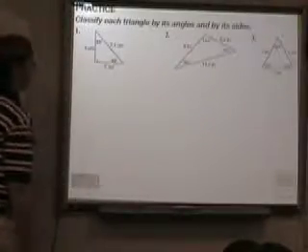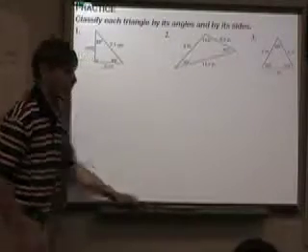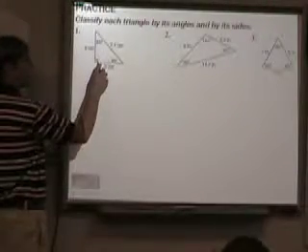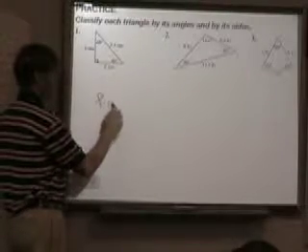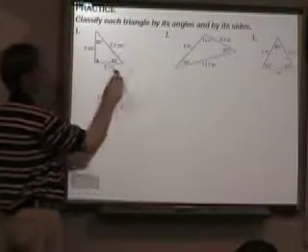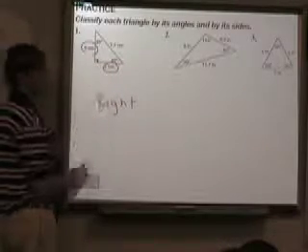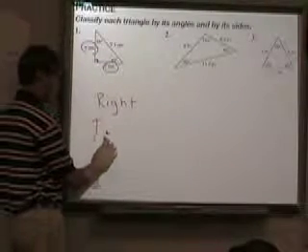So let's look at some problems here and let's figure them out. Let's look at this triangle. It has what kind of angle? Right. So what kind of triangle is it? Right. Now, 2 sides are the same, which makes it what? Isosceles.